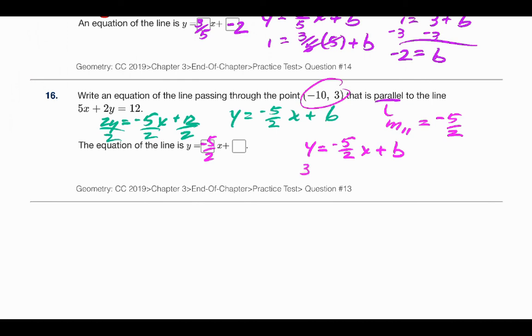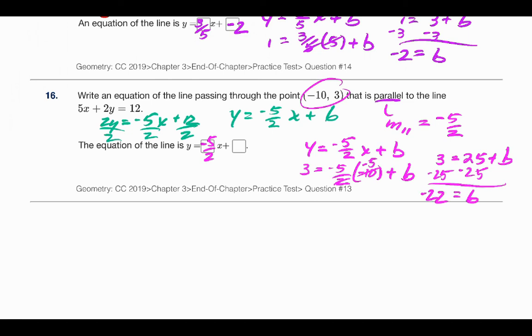So y is equal to 3. We have negative 5/2 times a negative 10 here plus b. Negative 10 divided by 2 would give us negative 5. So negative 5 times negative 5 would give us 25. So we'd have 3 is equal to 25 plus b. Again, to get b by itself, we'll subtract 25 on each side. That will give us that b is equal to negative 22. So the equation of your line that is parallel will be y is equal to negative 5/2 x plus a negative 22.